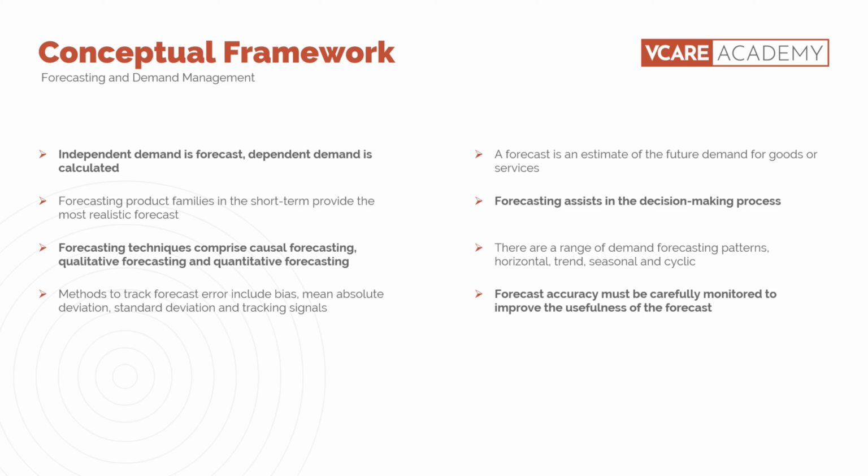Methods to track forecast error include things like bias, and remember we should get bias out of our forecasts as soon as possible. Then we have mean absolute deviation, we have standard deviations, and we have those tracking signals. So forecast accuracy must be carefully monitored to improve the usefulness of our forecasts.